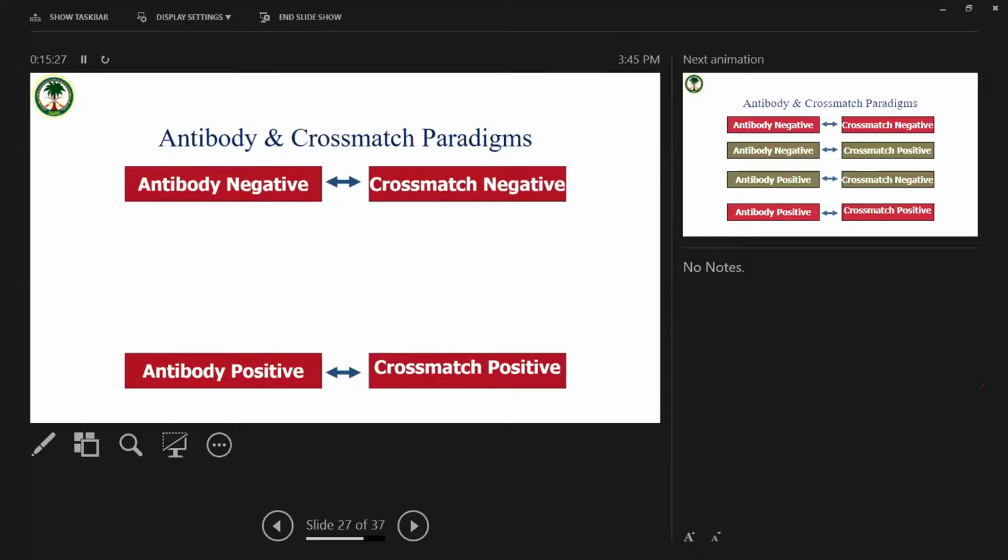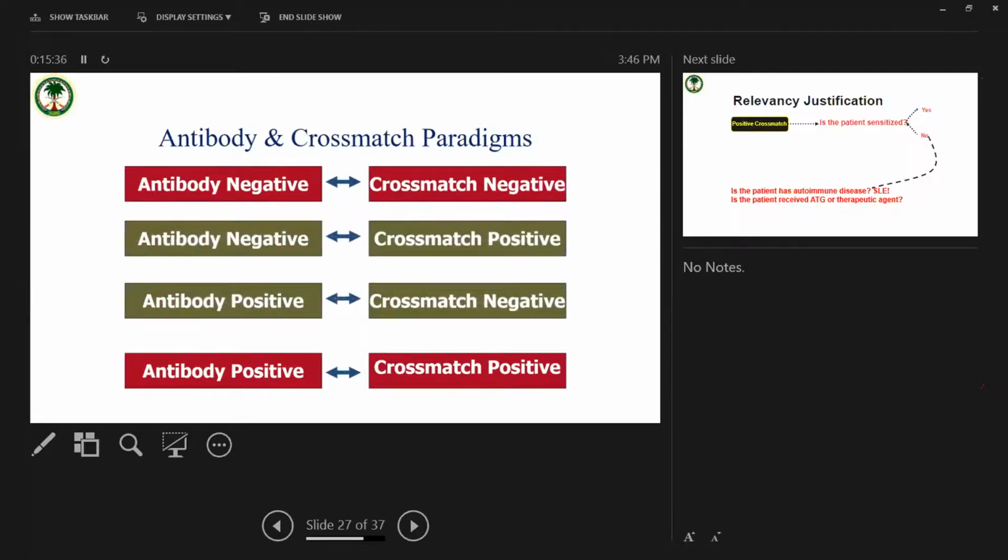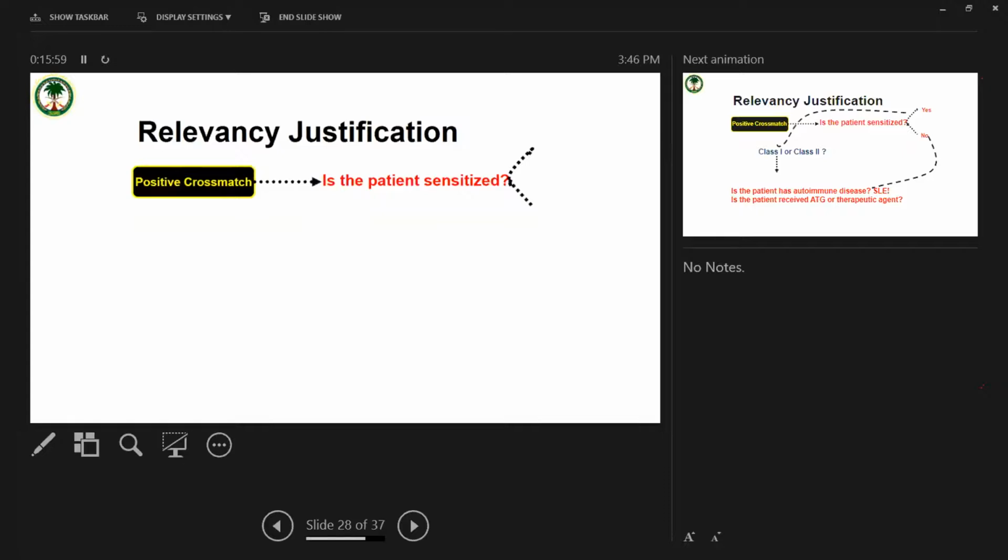Another one is antibody positive, cross-match positive. This can only happen if that antibody is a donor-specific antibody. Third scenario, you might see a cross-match positive and antibody negative. This needs to be looked at, and I will explain it in the next slide. Fourth scenario, you might see cross-match negative with antibody positive. This happens a lot if the patient is sensitized without the presence of donor-specific antibody. So you might see the cross-match is negative and proceed with a transplant.